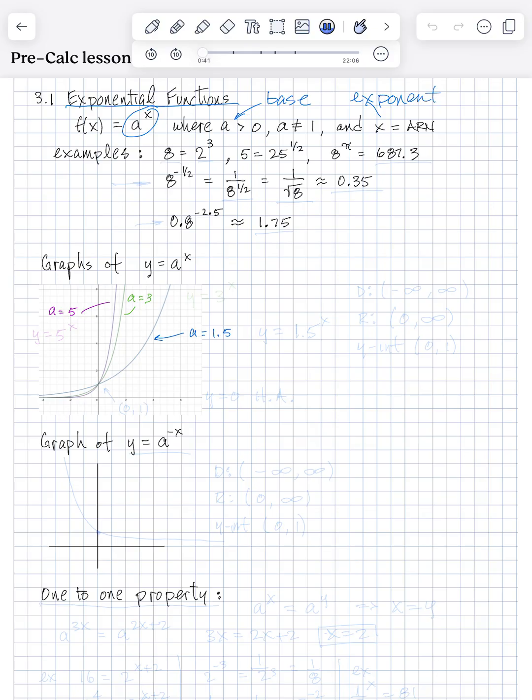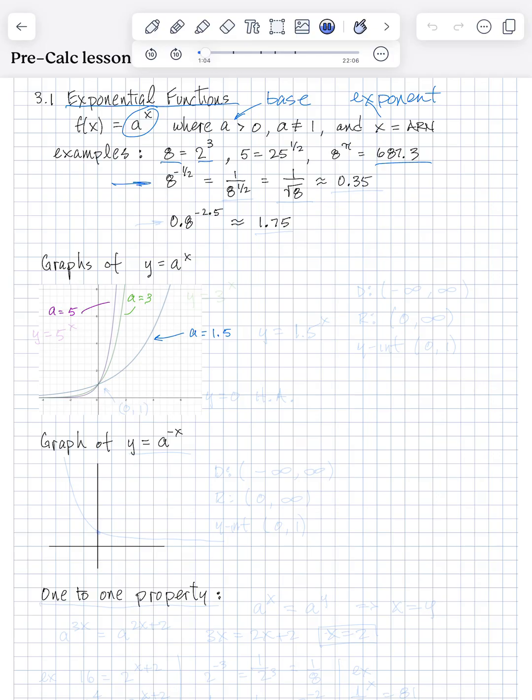So some examples of exponential functions. 2 cubed is equal to 8. 25 to the 1/2 power is equal to 5. 8 to the pi is 687.3.